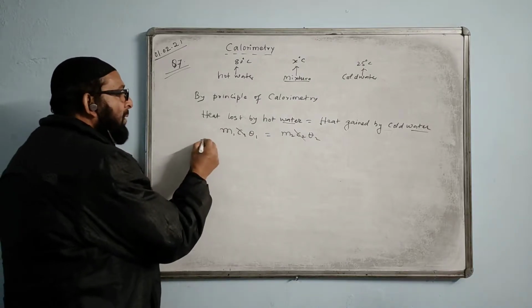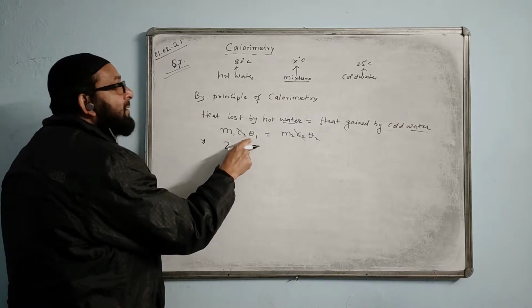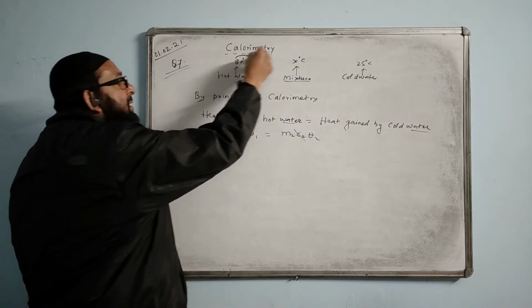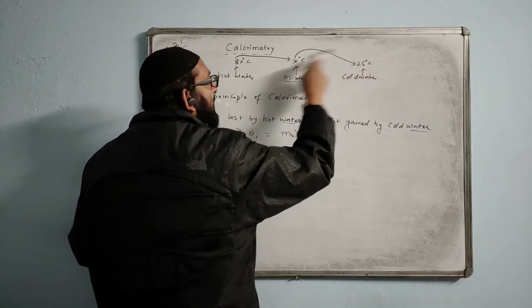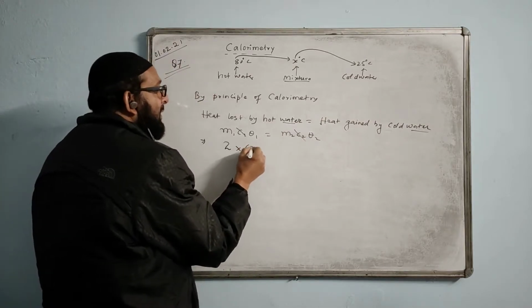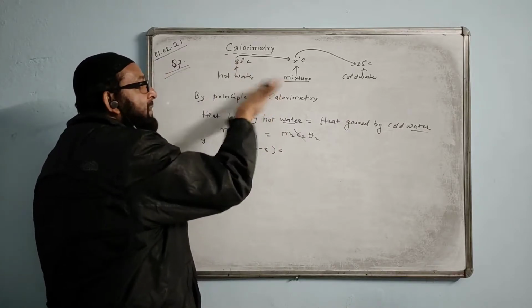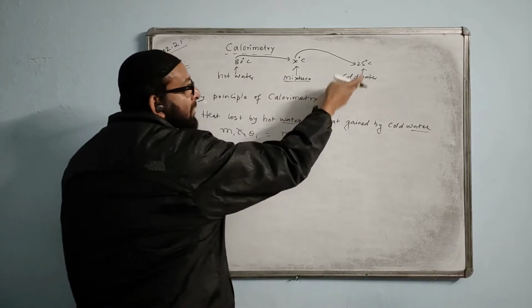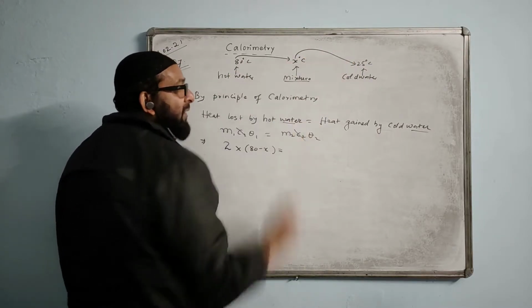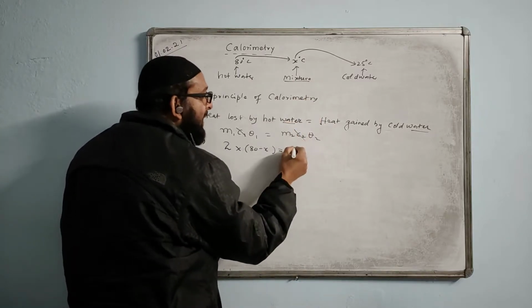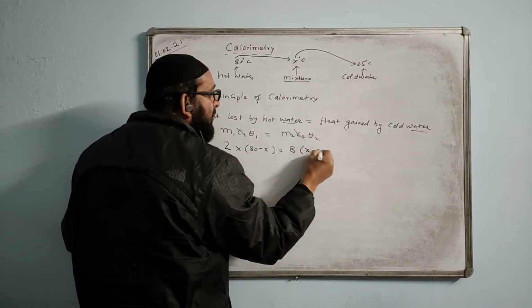And I put the values. What is the mass of the hot water given? The mass of the hot water is 2 kg. Theta 1, the temperature difference for the hot water, will be 80 minus x, because the temperature of hot water will decrease as it is cooling, and the cold water temperature will increase. That is, the value of x will come anything between 80 and 25. The mass of the cold water given is 8 kg. Theta 2 will be x minus 25.